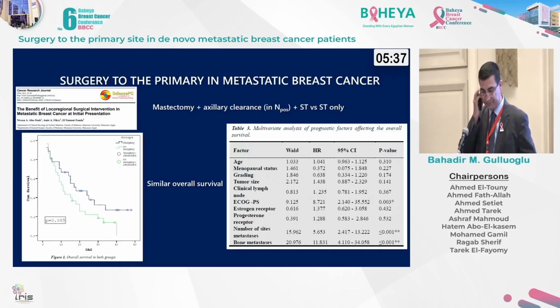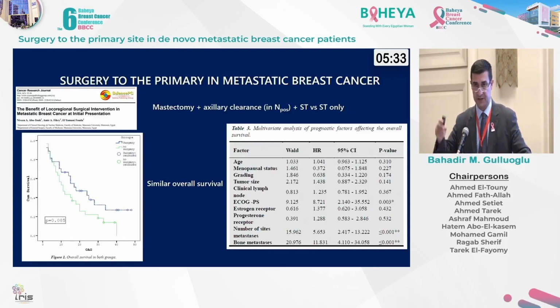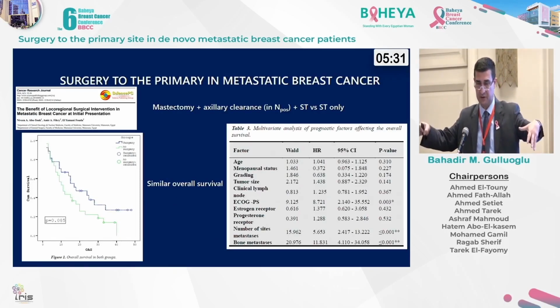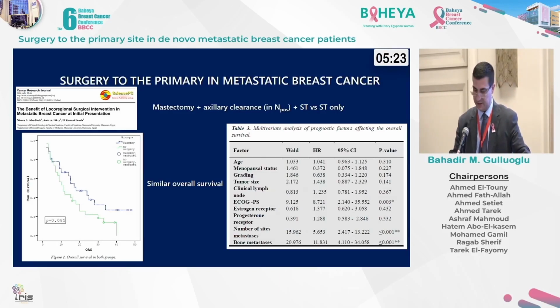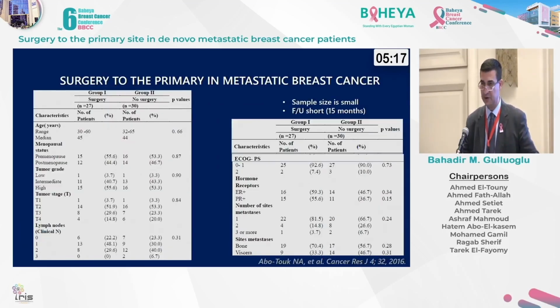Coming to the other group of trials, which are the randomized studies from the front. That means they randomize patients to have surgery, or not have surgery and continue with the systemic treatment. This study from Mansoura University is from back in 2016, but it is a very small sample size study with a very short follow-up, and they didn't find an overall survival difference between the two groups, whether they received a surgery or not.